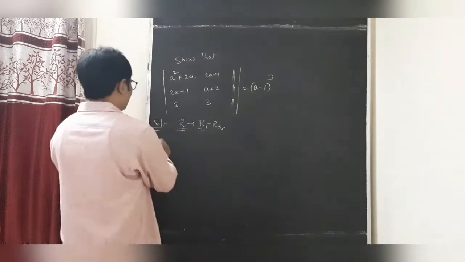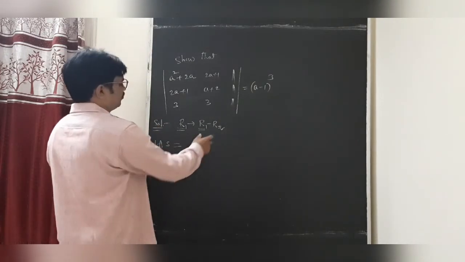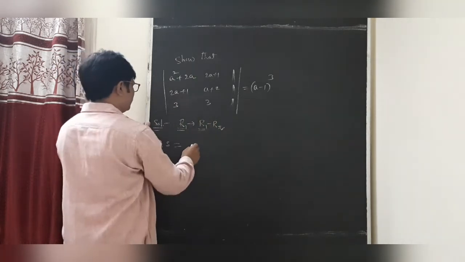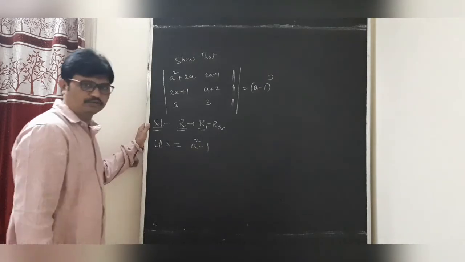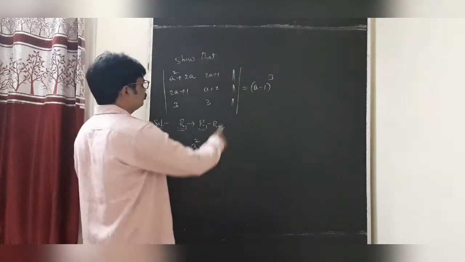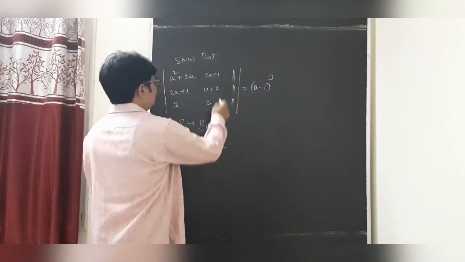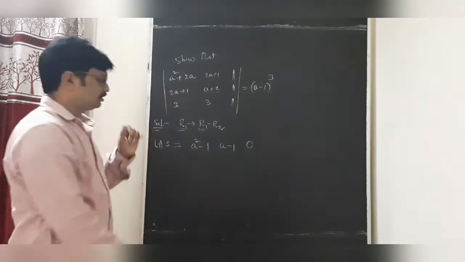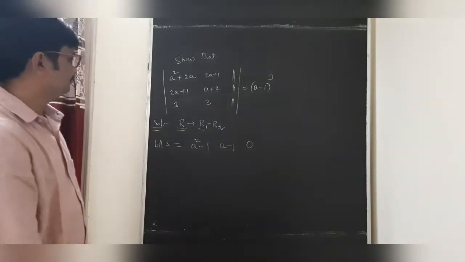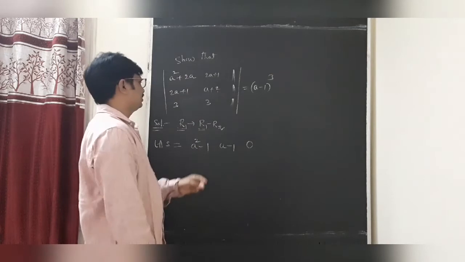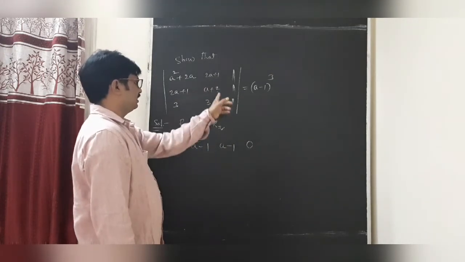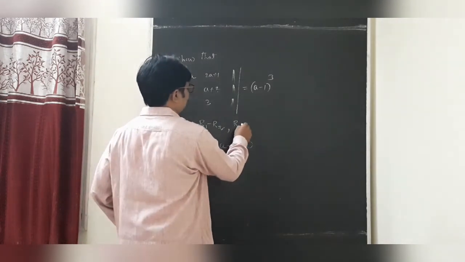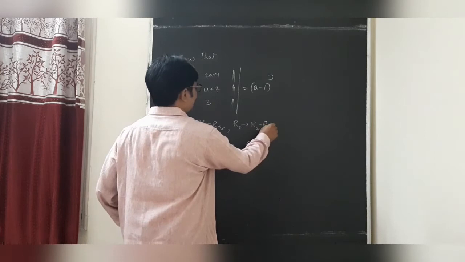Okay, students? So R1 minus R2 is the new R1. The 2a cancels, a square minus 1. After that, 2a minus a, that is a. 1 minus 2, minus 1. 1 minus 1, 0. Dear students, this is the new R1. Now, students, R2 is replaced by R2 minus R3.